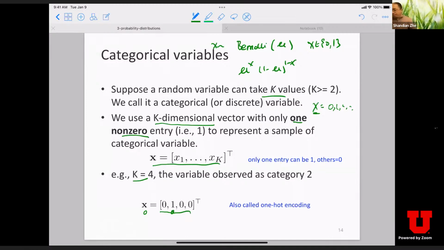If I want to take category 3, then my X representation will be 0, 0, 1, 0. If 4, it will be 0, 0, 0, 1. Okay. So this is called one-hot encoding. Does it make sense? Right. So we'll see in a minute why we would like to represent a categorical variable in this way, because it will be very convenient when you do maximum likelihood estimation and all kinds of stuff.